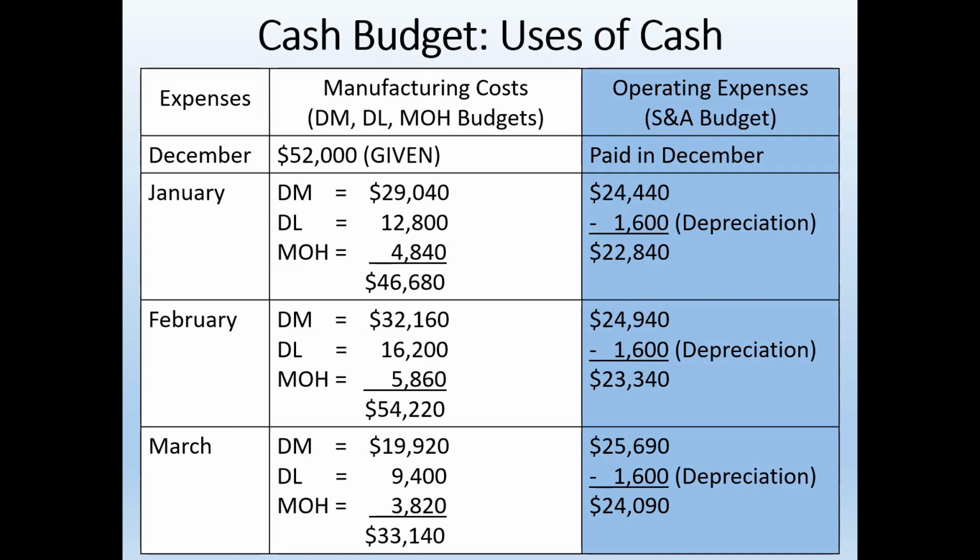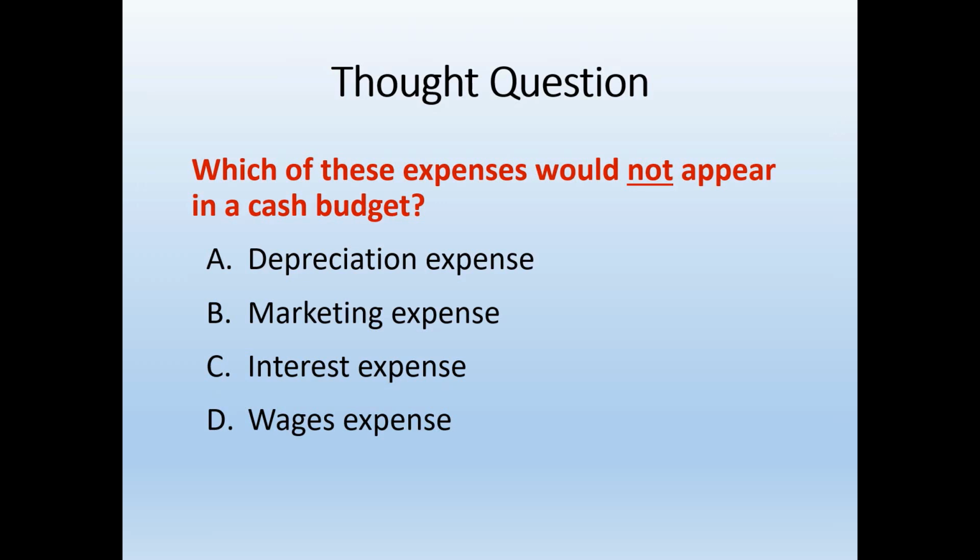The information for the firm's operating expenses came from its selling and administrative budget that we prepared in part three of this chapter. Note that we don't need any information about December because this firm believes that it will pay all of its operating expenses in the same month when they are incurred. For January, February, and March, we take the total amount of selling and administrative expenses from the budget and subtract out the depreciation because it's a non-cash expense. Here's a thought question. Which of these expenses would not appear in a cash budget?